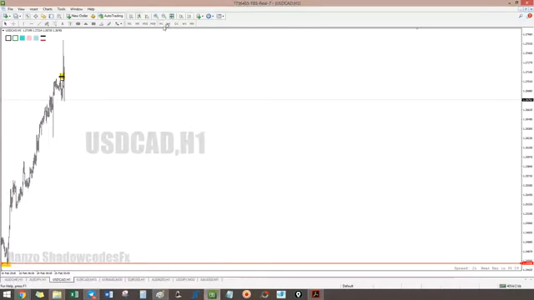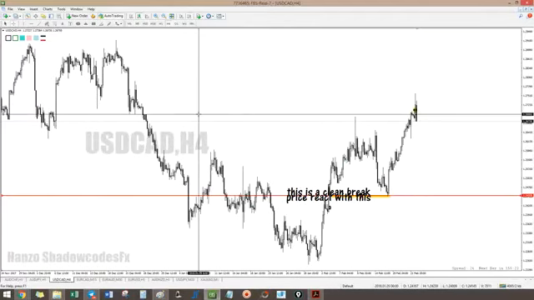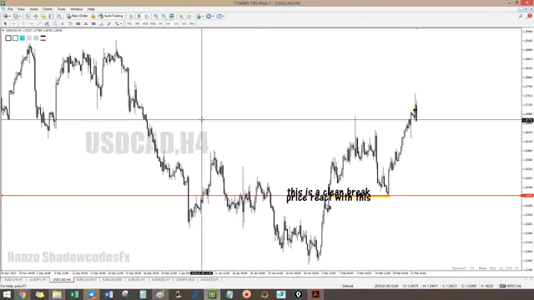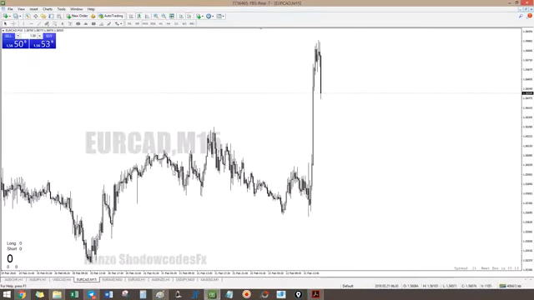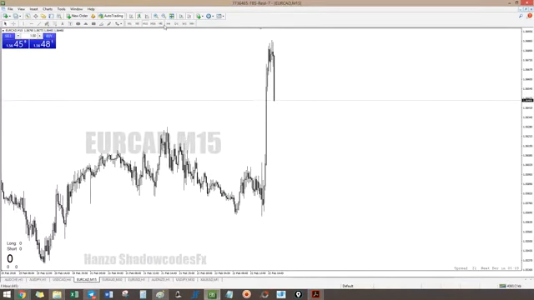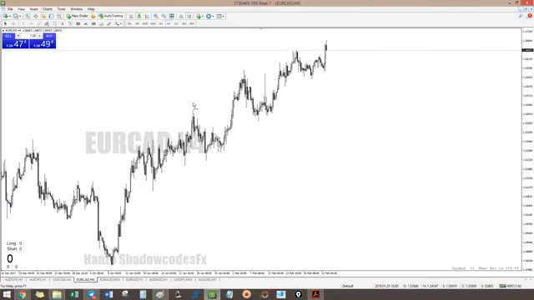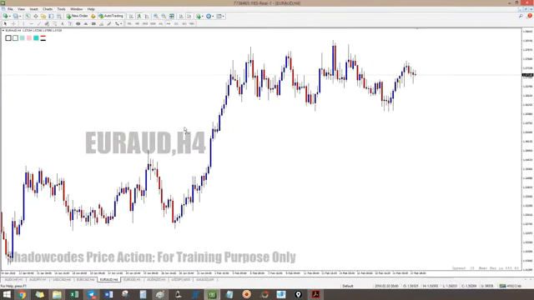For example, we have H4. Got a clean break here. Yes, we got a clean break here. But I don't think we can go up to M1 here. Let's see EURCAD, H4. Do we have some good rejection? I think this one will be good enough.